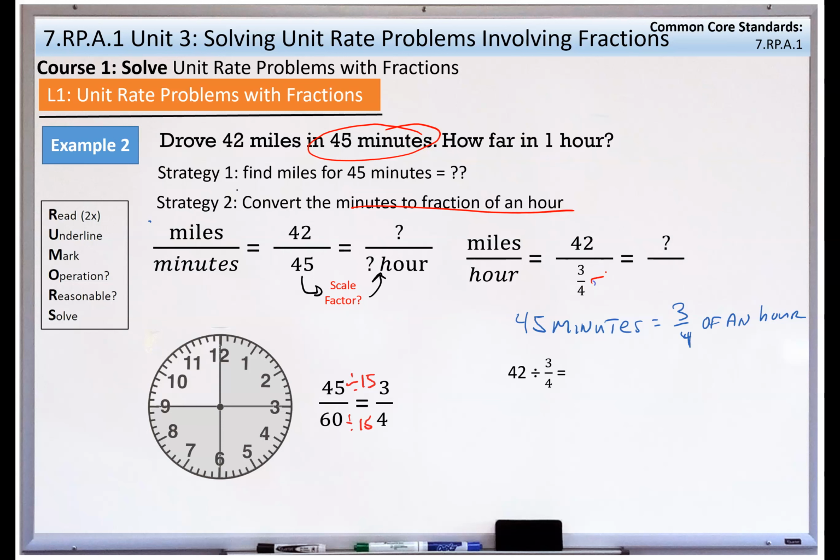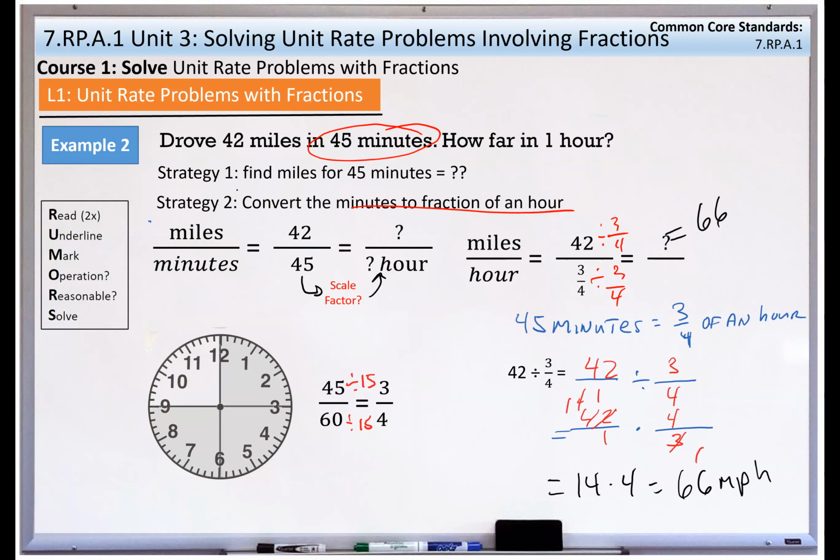So we need to divide 42 by 3/4. Again, we convert our whole number to an improper fraction, multiply by the reciprocal of the divisor, and we get 66 miles per hour.